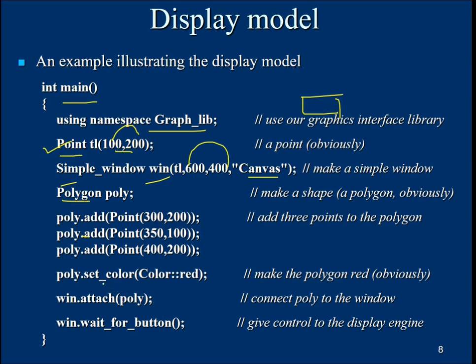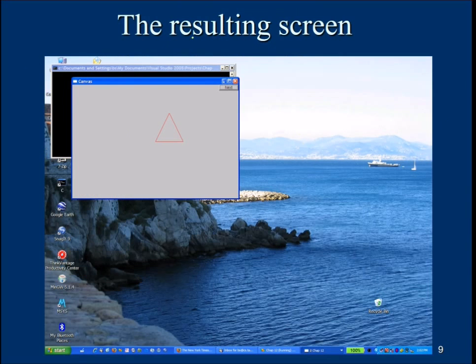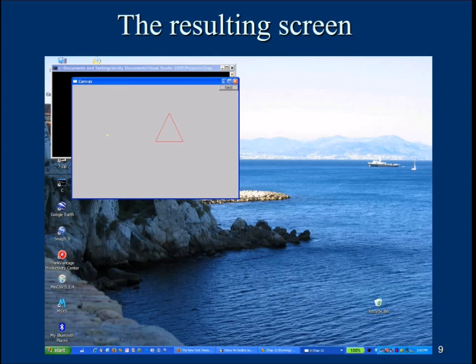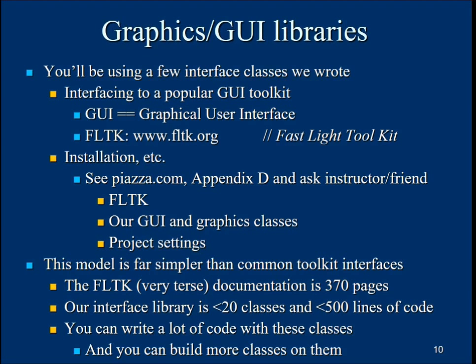Then we set the color. We make the polygon red here, and now we connect this polygon to our window, this Win, and then we give control to the display engine. How do we do it? Win.wait for button. This is the resulting screen of the simple polygon which we have just made on the canvas.